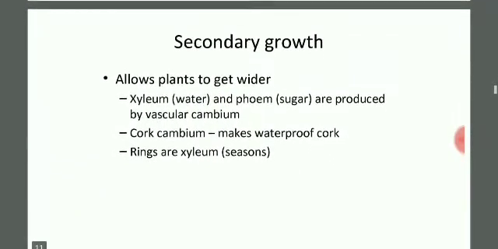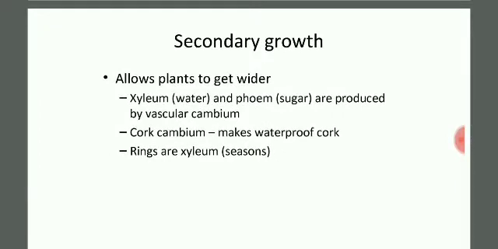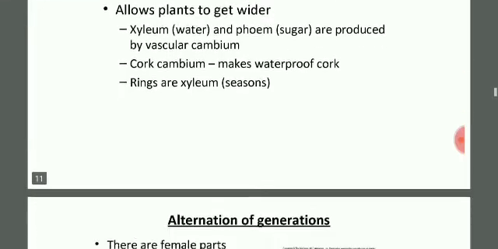Secondary growth allows plants to get wider or larger by the help of xylem, which transport water, and phloem, which transport sugar. And these are all produced by vascular cambium. And it has also cork cambium, which is waterproof. Waterproof means water cannot go inside. It is protected. Rings are xylem, like seasons.